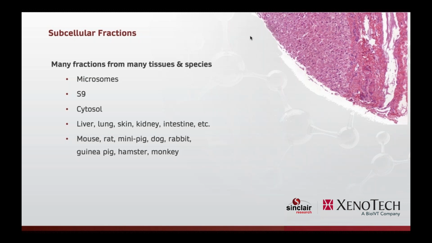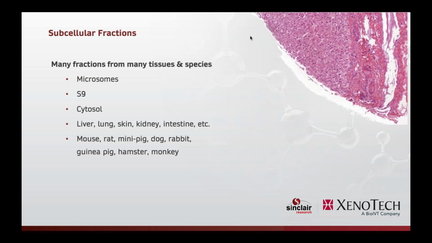Now, when you might choose a different tissue type over just liver is if your drug is intended to have its action at a particular site, or you think that the drug is going to be metabolized in a different tissue type. It's probably good to look at that tissue and look at the metabolism of your drug in that tissue along with the liver.